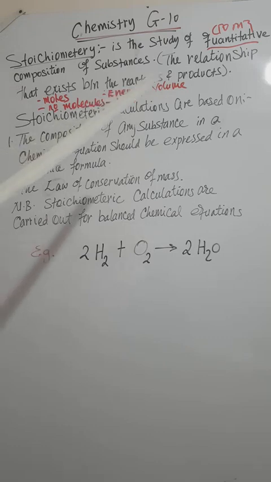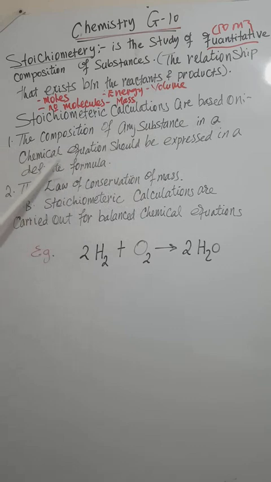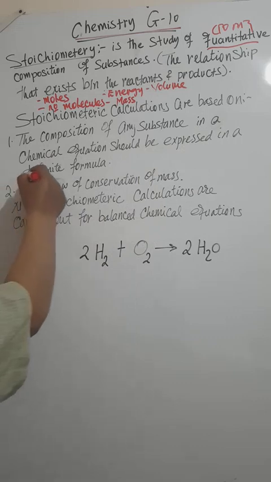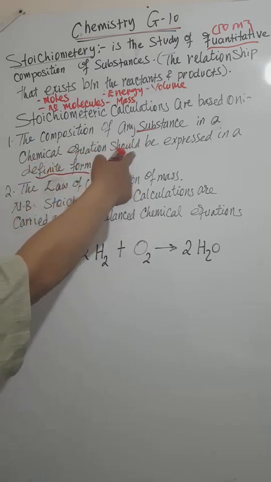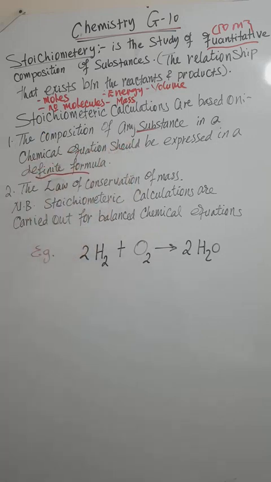So stoichiometric calculations are based on two major statements. The first is statement 1: the composition of any substance in a chemical equation should be expressed in a definite formula. Today, when it suits us, we can't write H2O and tomorrow H2O2, giving different formulas. There has to be a fixed or a definite formula in the composition. This is the first statement.